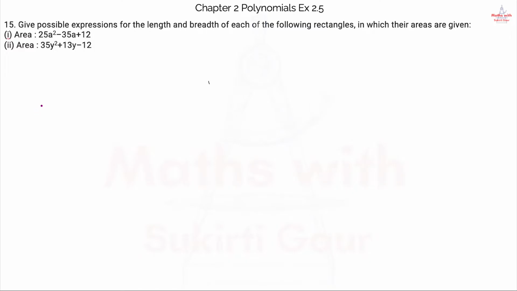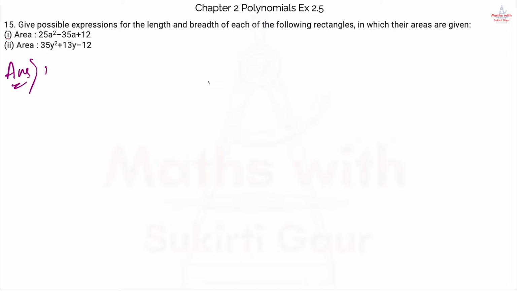So in this video we are going to start with question number 15 of exercise 2.5, chapter 2 polynomials. This is from class 9th Maths NCERT book. We have covered the whole exercise now and we have been left with only two questions. So we are done till question number 14, and in this question number 15 we have to give possible expressions for the length and breadth of each of the following rectangles in which their areas are given.